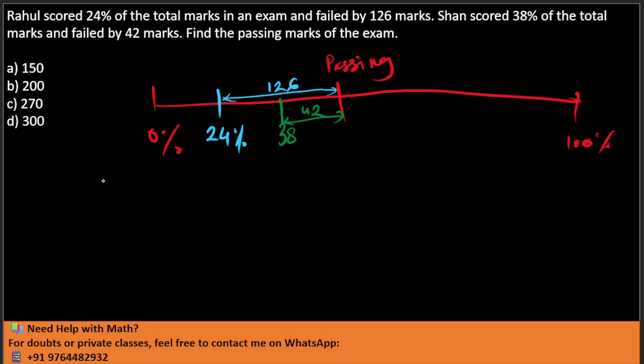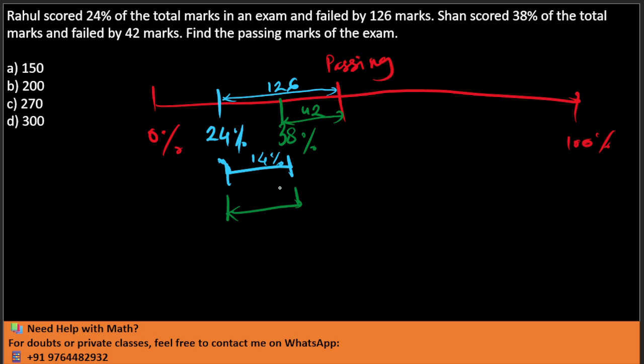All right. Now, if you see from here to here, how much percentage has been increased? It is 14%. And this 14% equals to how much marks? From here to here it is 126, and from here to here it is 42. So it will be 126 minus 42, right?